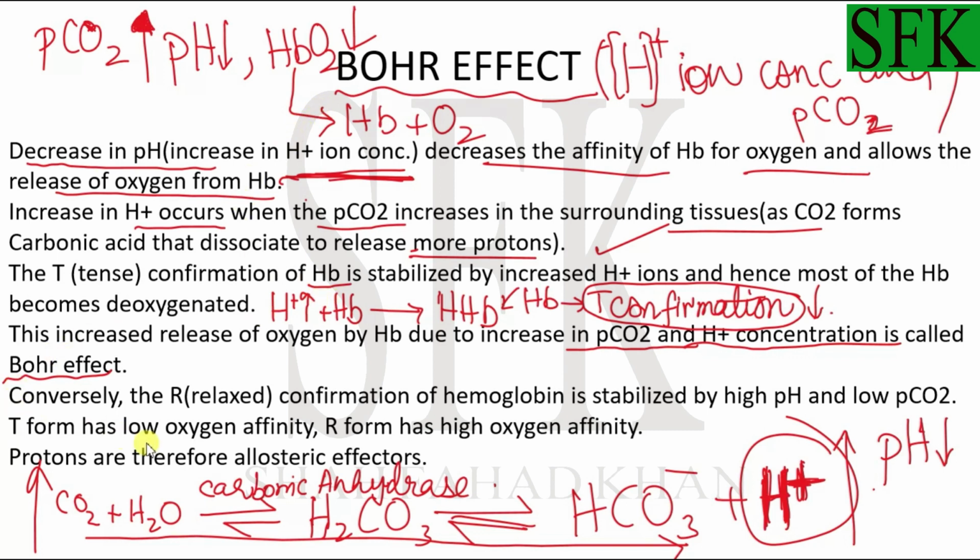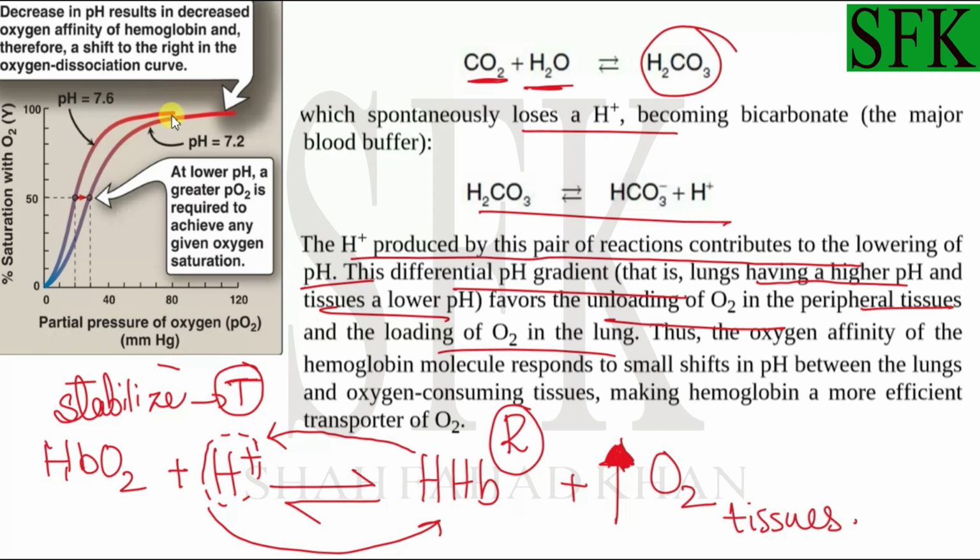Okay. Now, conversely, the relaxed conformation of hemoglobin is stabilized by the high pH and low partial pressure of carbon dioxide. The T form has low oxygen affinity and R has high oxygen affinity, and therefore the protons are called the allosteric effectors. Okay, they are allosteric effectors because they bind to some other site on the hemoglobin chain, and they stabilize a certain form of conformation for hemoglobin, the T form, and this causes the oxygen to be lost from the heme site. If we look at its oxygen dissociation curve at a pH of 7.2 or 7.6, it's shifted to the left hand side.